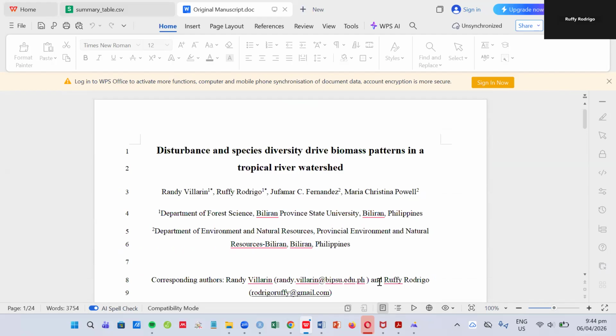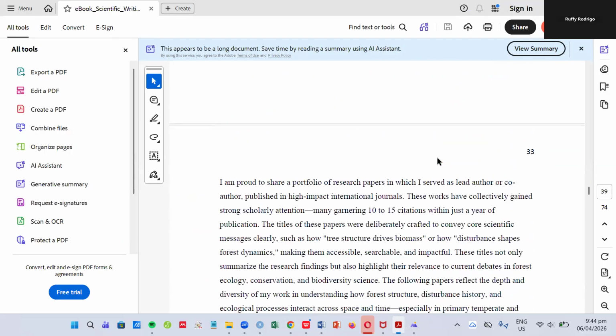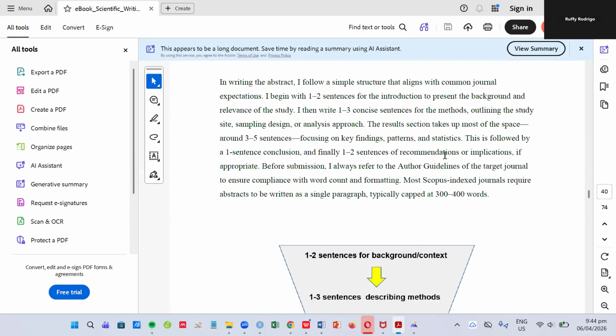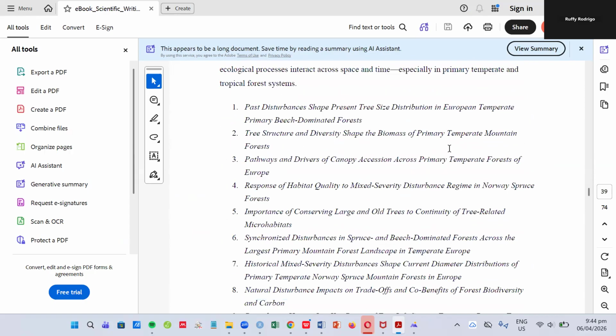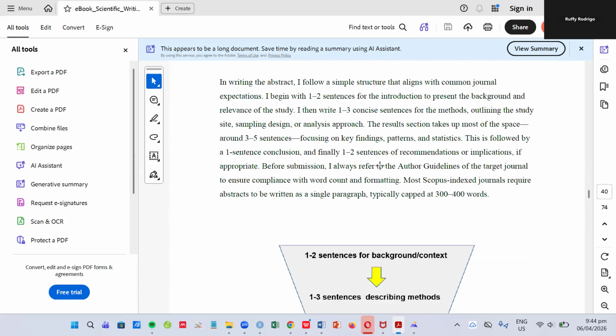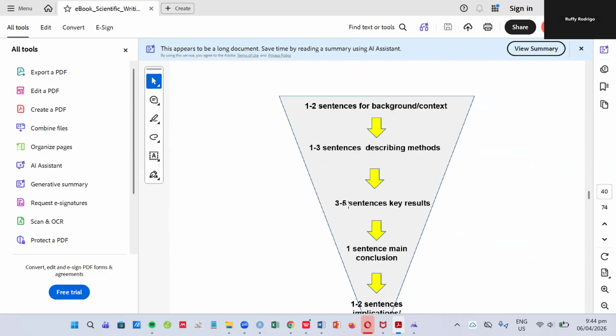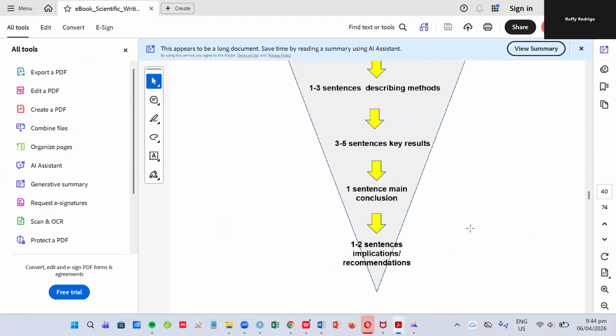So that is day five, and now for day six, I think you just revise your title. Now the abstract sentences: the background context, one sentence describing methods, 3 to 5 sentences of key results, one sentence of conclusion, and one sentence of implications. Basically, for the abstract, some journals prefer a very straightforward one, let's say 150, 200, or 300 words.